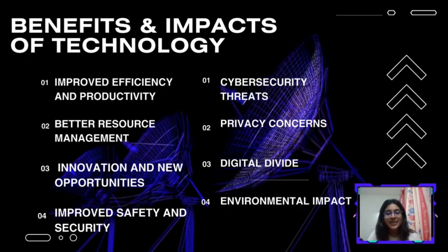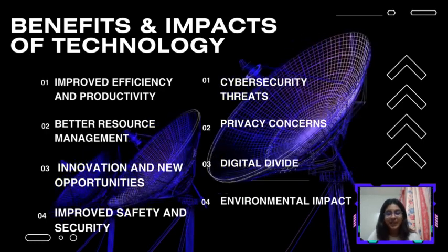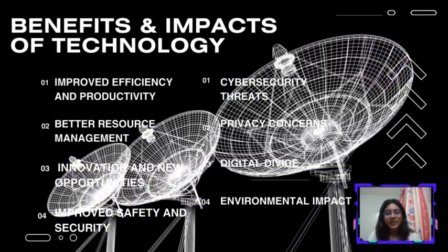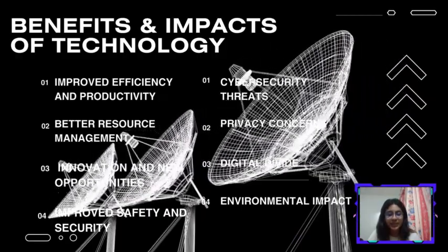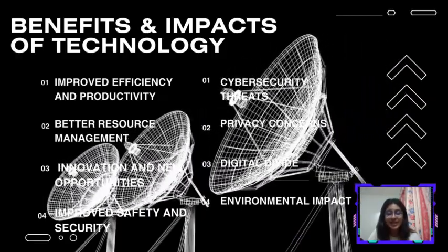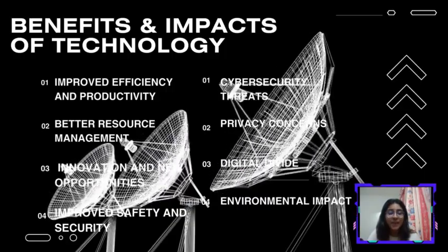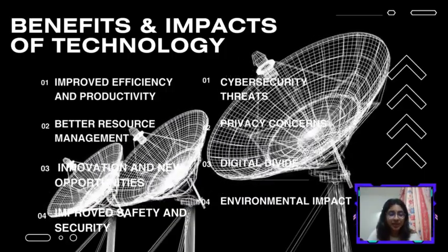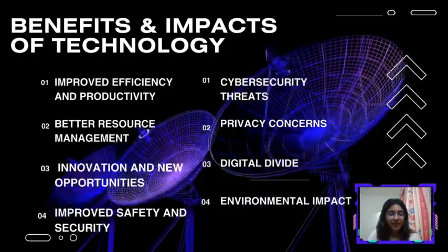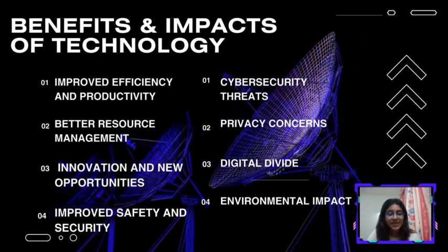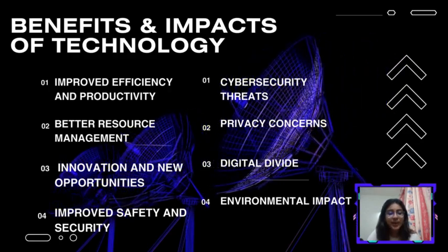For the benefits, it has improved efficiency and productivity, better resource management, innovative new opportunities, and also improved safety and security. For the impact of this IoT technology, the first thing is cybersecurity threats, then privacy concerns, the digital divide, and also environmental impact.